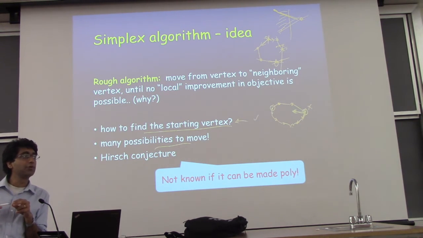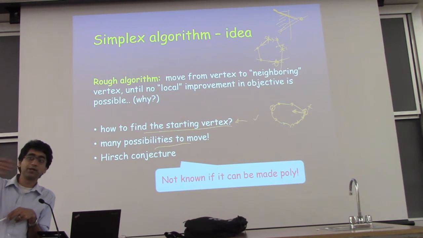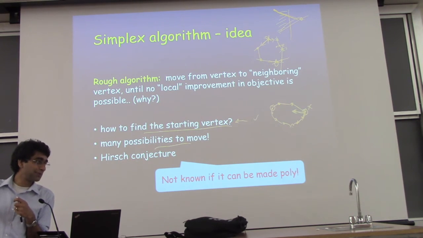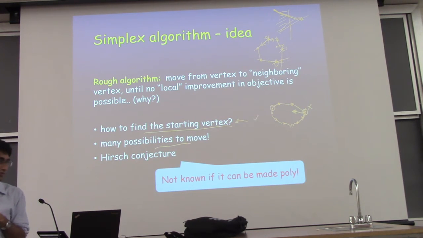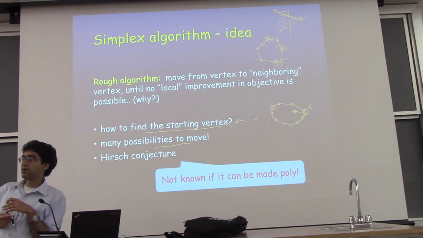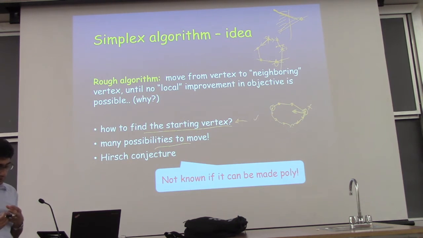So that's the thing, if you don't keep track of it, you will potentially end up storing all the vertices, which is exponential space. Okay, so that is not feasible. But even if you could do it, it's not clear how many steps it takes.